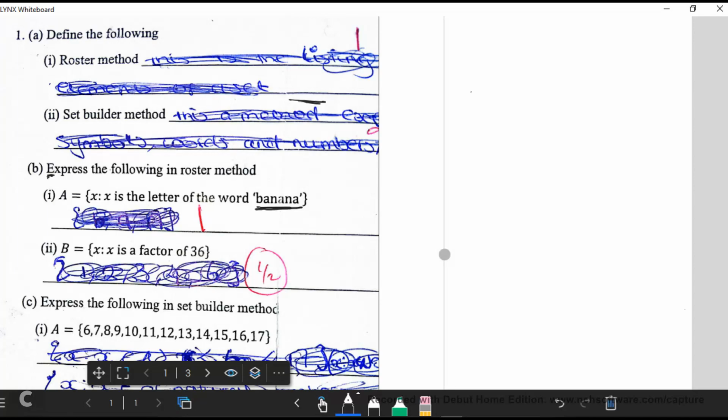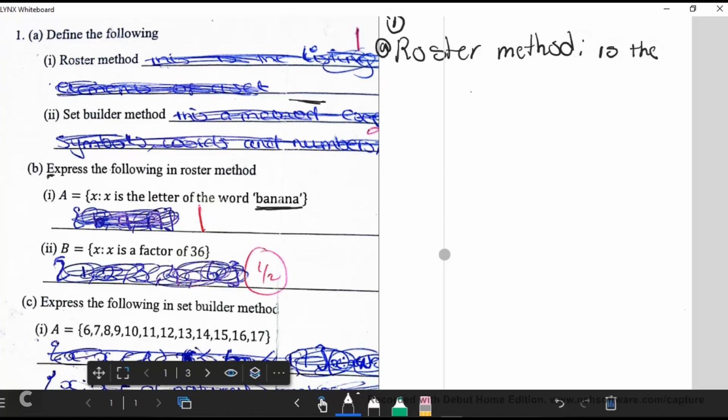Okay, so for today we'll look at quiz 1 for Mathematics Level 1 hours specifically. This quiz 1 says define the roster method. That was the first question that was asked: to define the roster method. So how can you define the roster method? This is question 1A. The roster method.